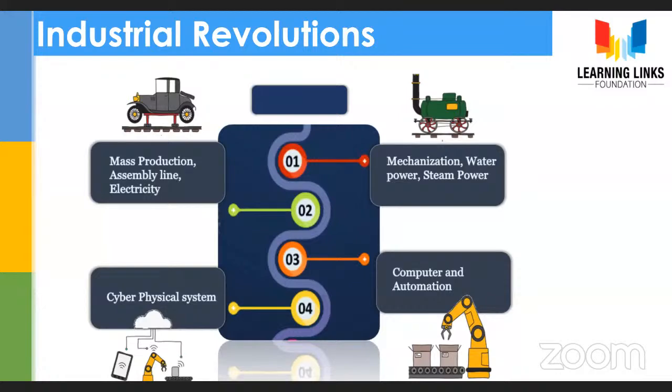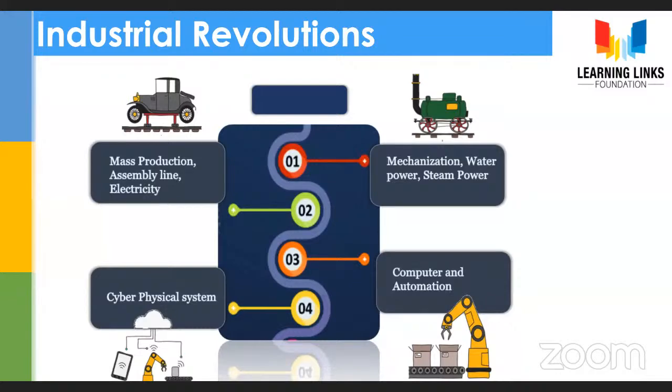The first thing is mechanization, water power, and steam power. We have to use these three things and develop something, like making the steam engine. We have to use the steam power there, and the water power, mechanization. So first we have to use these three things.